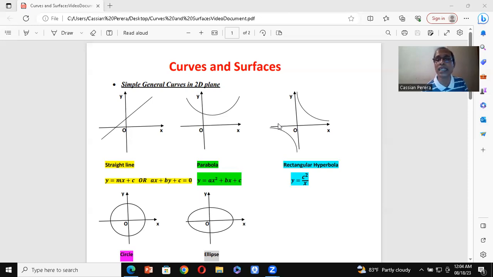Therefore, we can see another asymptote. And here actually, as the y and x axes are at right angles, we can say this special curve is called a rectangle hyperbola. Actually, this equation is y equals c squared over x. When x is positive, y is positive. When x is negative, y is negative.